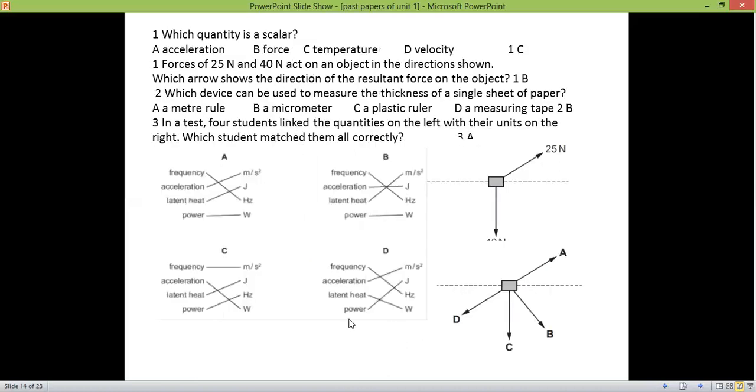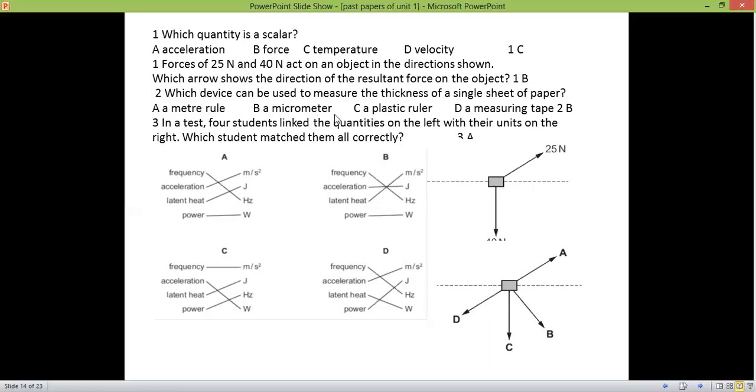Next question. Which quantity is a scalar quantity? So temperature, C, is the scalar quantity. Next question. Forces of 25 Newton and 40 Newton act on an object in the direction shown. This is the direction shown. So over here, this is the parallelogram method. In order to draw the resultant vector, we have to join the starting point towards the opposite corner. So the correct direction is B. B is the correct answer.